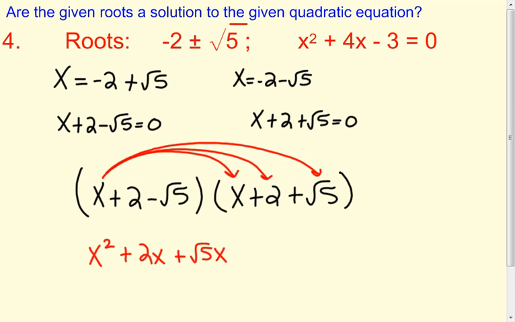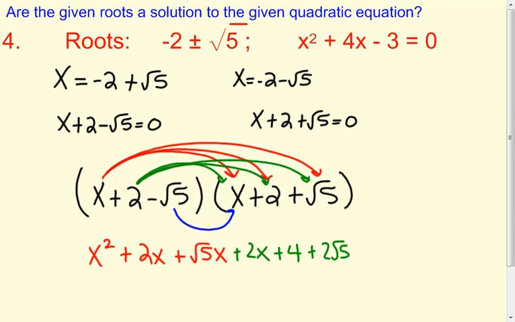Okay, and now we'll distribute the 2 through. So here we go. 2 times x is 2x. 2 times 2 is 4. And 2 times root 5, of course, is 2 root 5. Okay, now we will distribute the negative root 5 through. Negative root 5 times x is negative root 5x. Negative root 5 times 2 is negative 2 root 5. And negative root 5 times negative root 5 is negative root 25, which of course is negative 5.